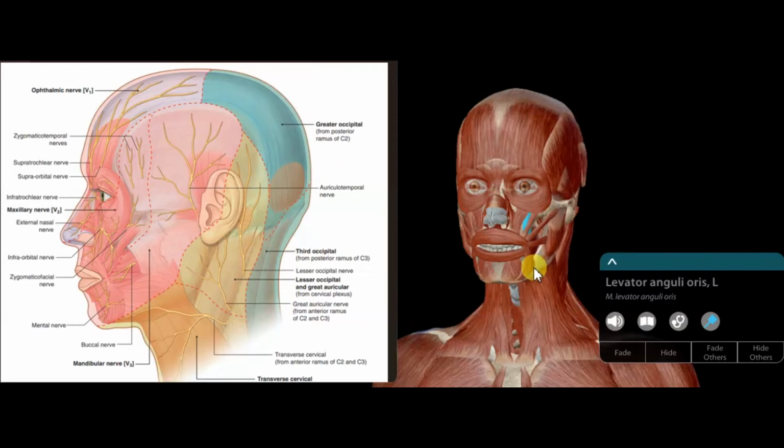And the last three: the depressor anguli oris is innervated by the buccal and the mandibular branches of the facial nerve. The depressor labii inferioris is also innervated by the buccal and the mandibular branches of the facial nerve. And the last one, the mentalis, it's easy, you can see here, is innervated by the mandibular branch of the facial nerve.